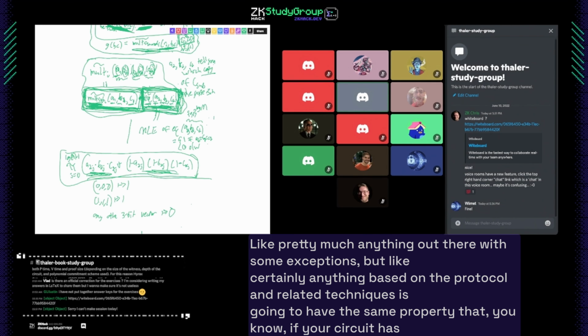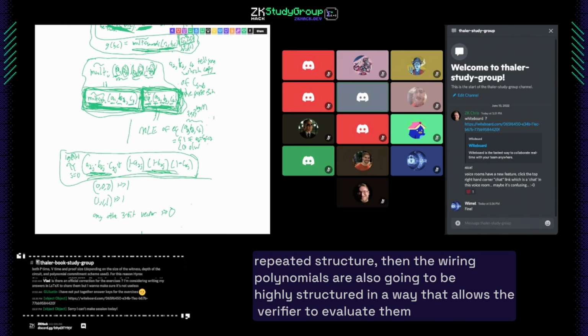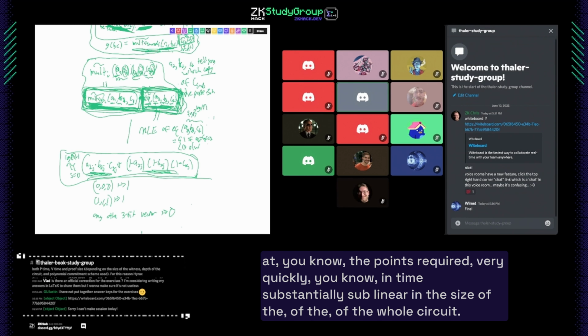Like pretty much anything out there, with some exceptions, certainly anything based on the GKR protocol and related techniques is going to have the same property: if your circuit has repeated structure, then the wiring polynomials are also going to be highly structured, in a way that allows the verifier to evaluate them at the points required very quickly, in time substantially sublinear in the size of the whole circuit.